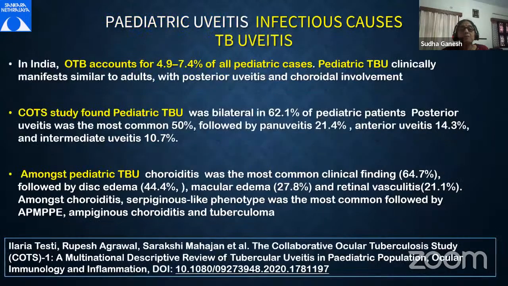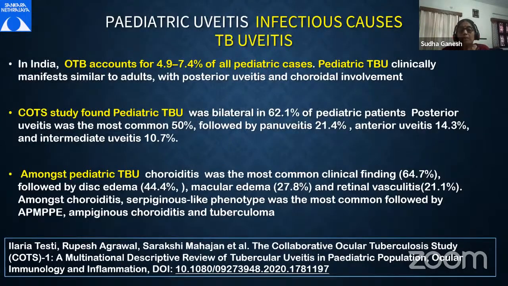and the lifestyle habits. Coming to the other most common infectious cause seen in our country, India, ocular TB accounts for 4.9 to 7.4% of all pediatric cases. The pediatric TBU clinically manifests similar to adults with posterior uveitis and choroidal involvement. The COD study found the pediatric TBU was bilateral in 62% of patients. Posterior uveitis was common at around 50%, followed by panuveitis 21%, anterior uveitis 14.3%, and intermediate uveitis around 10%. Amongst the pediatric TBU, choroiditis was the most common.